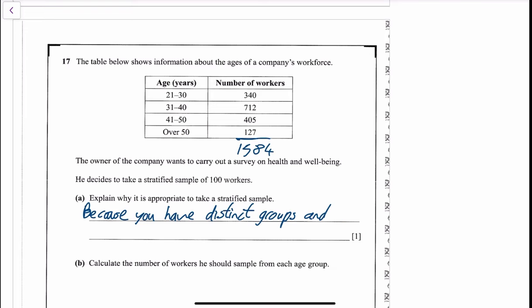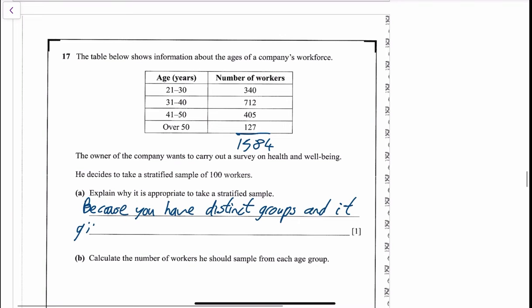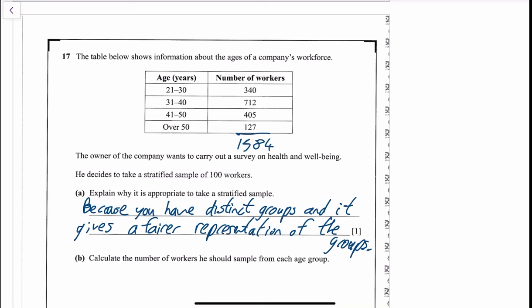And it would give you a fair representation of the groups. Okay, I don't think I've really explained that particularly well, to be honest. Right, what else did I have? What did I say here? I said it gives a fair representation as the number of people from each group is proportional to the number in the population. So maybe something like that, but it gives a fair representation.